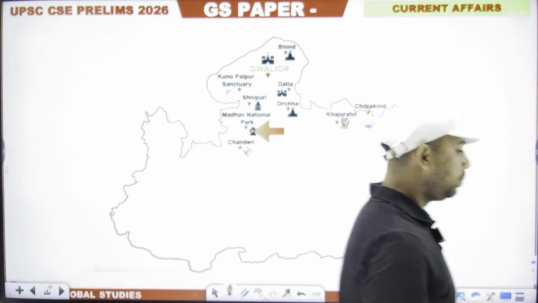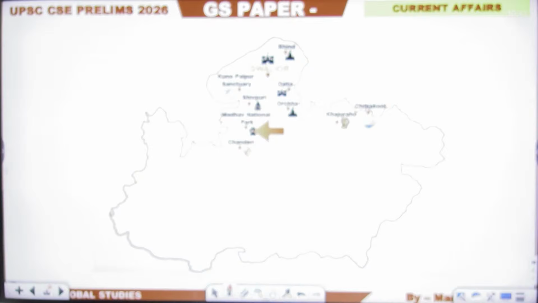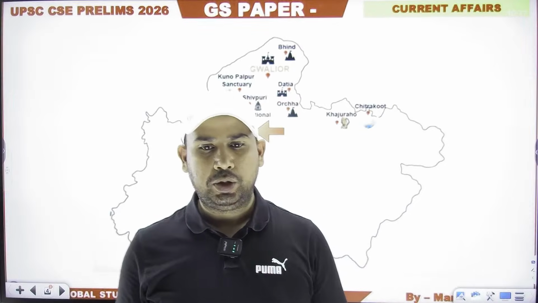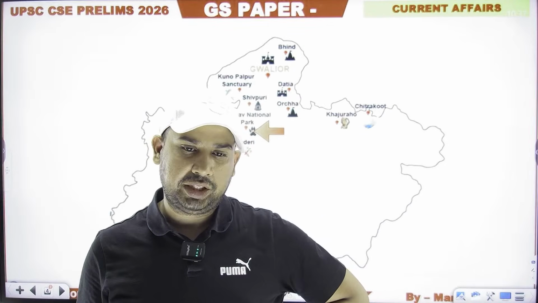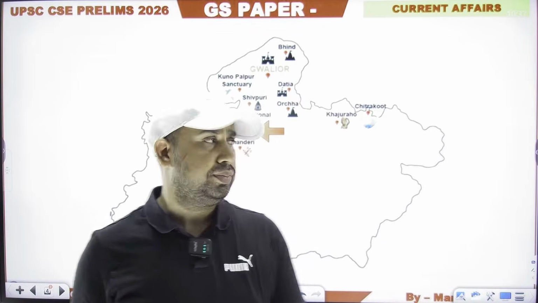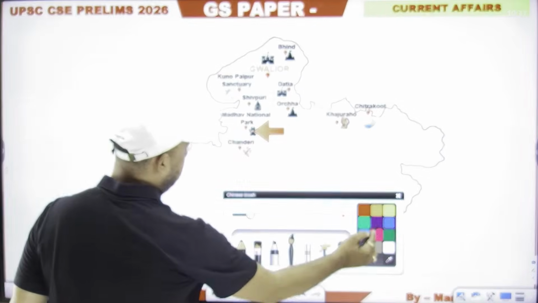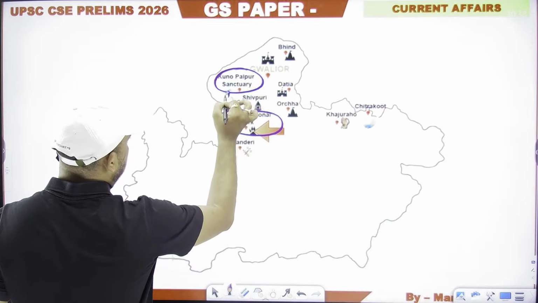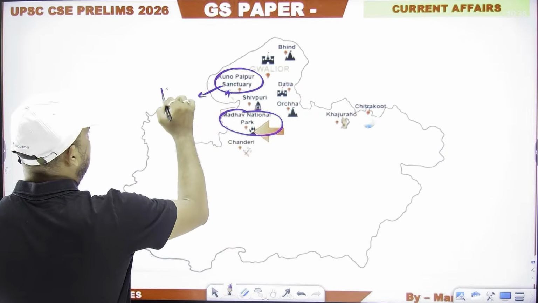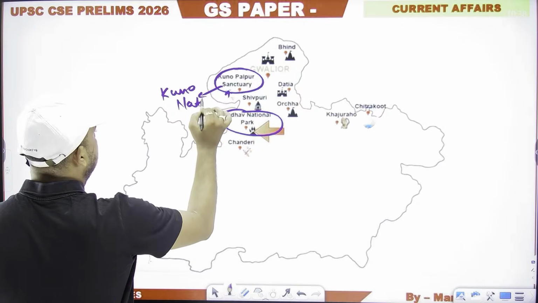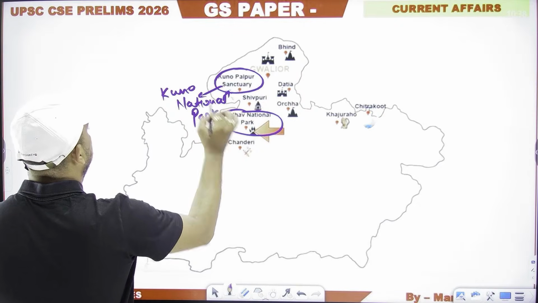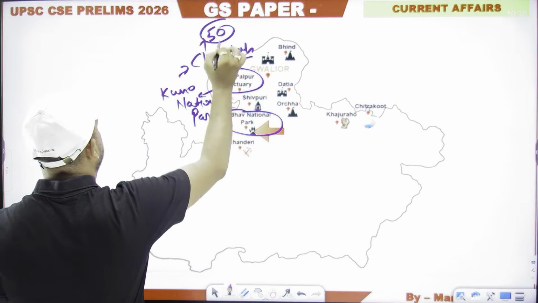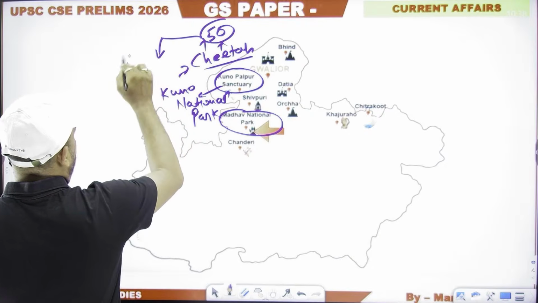Before moving to the next question, just look at the map where this national park is usually found. That will help you to identify the places which are associated with it, and that will create a mind map in your mind. Like this is the Madhav National Park. Here it is Kuno Palpur Sanctuary, which again became a Kuno National Park recently in 2018, and it is famous for cheetahs. It has more than 50 cheetahs presently in India, which were from South Africa.